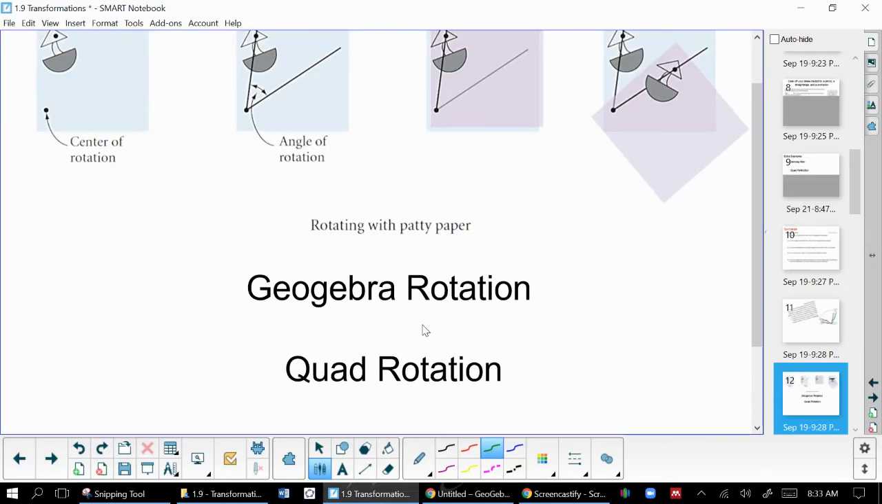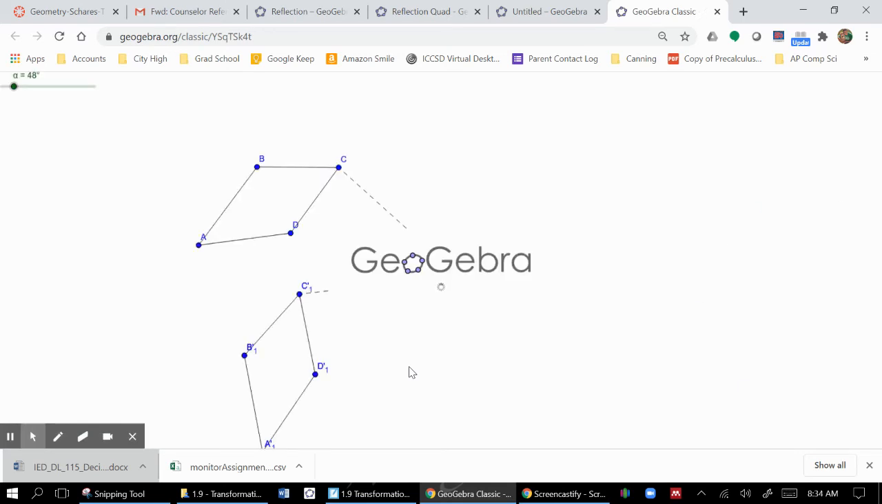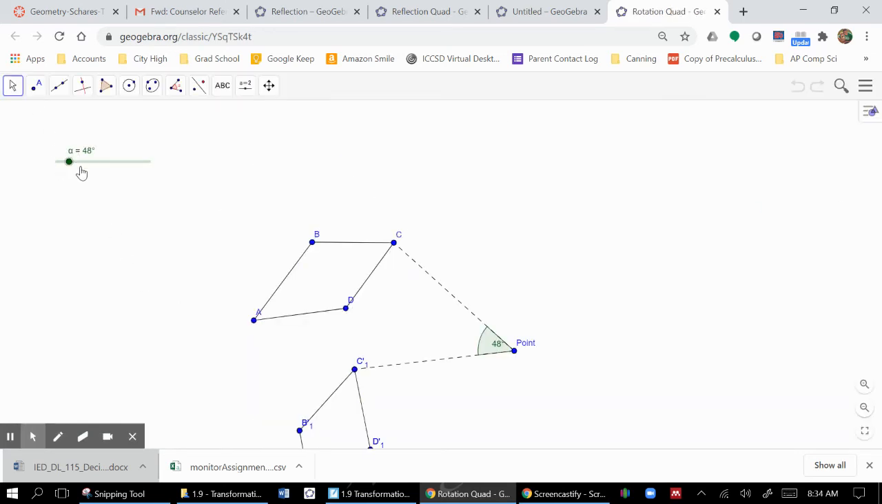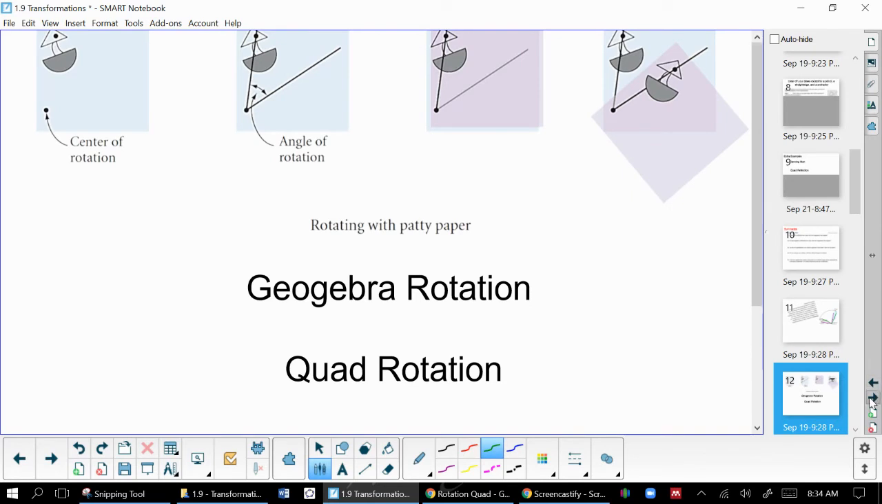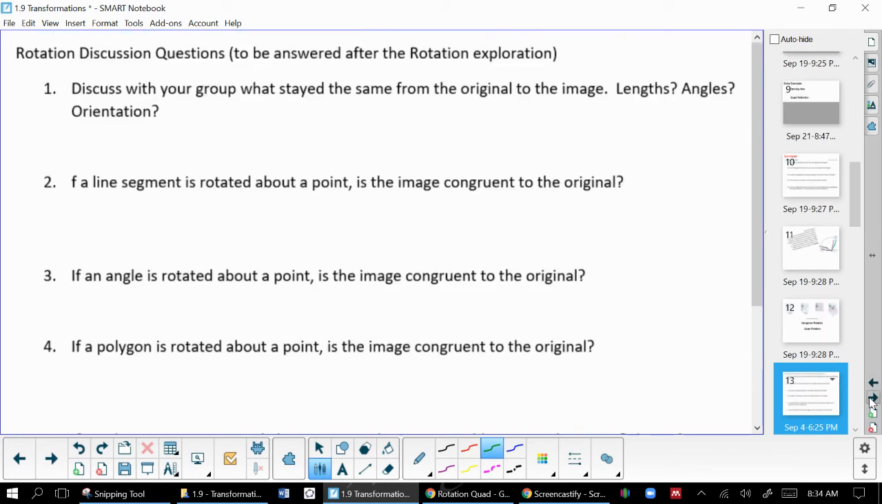Okay, and then we want to take a look at a quadrilateral here too. So for a quadrilateral, we've got the same thing going on. You'll notice that the points closer to the circle are moving less, but other than that, all the angles, all the sides, everything about these shapes stays the same. They are congruent to each other. So we can talk about these questions. They're pretty much the same ones.